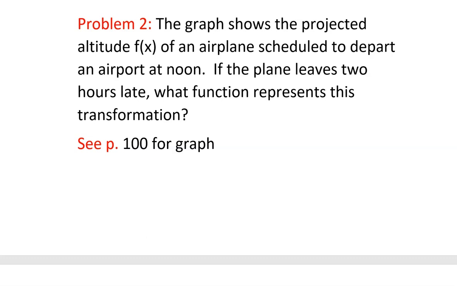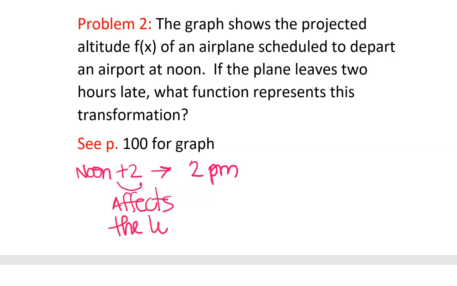So initial is the black one, and the actual time is the blue one. The 2-hour delay means instead of leaving at noon, it would leave 2 hours later, which would make it at 2 p.m. This shifts the graph right 2, because 2 p.m. is time, it doesn't affect the altitude or anything. So 2 p.m., this one right here, affects the time, which means right 2.